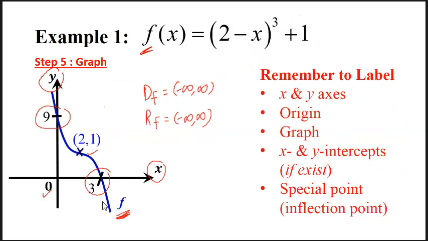Therefore, this is the graph that I have. The domain and range are both negative infinity to infinity. So that is the graph for example number 1 in cubic functions.